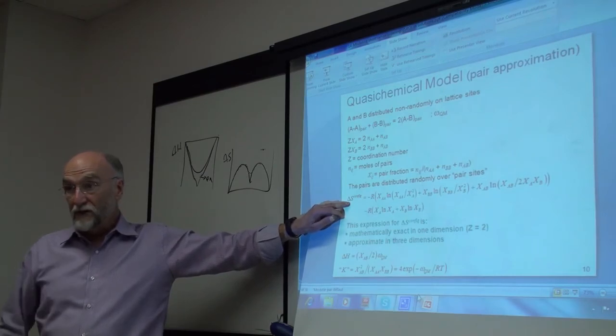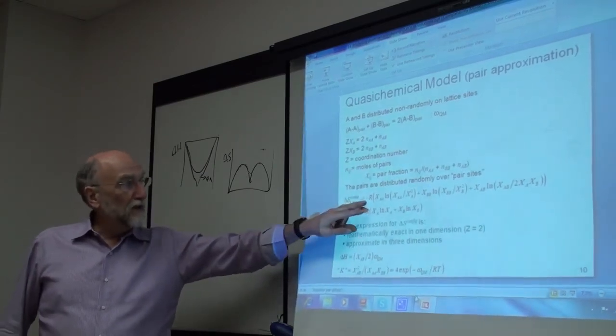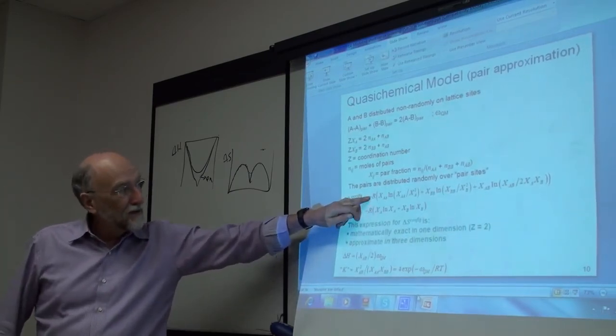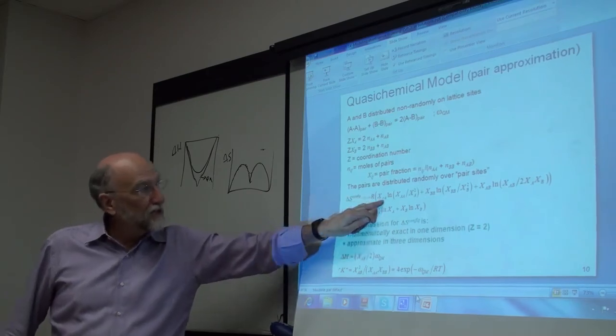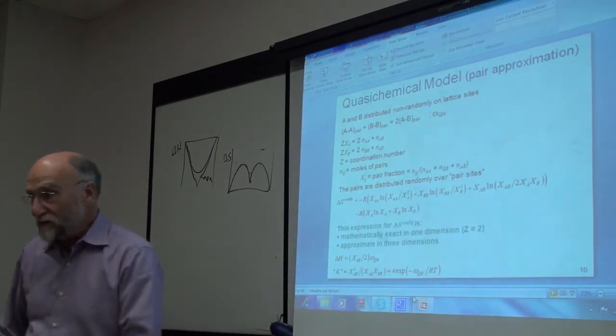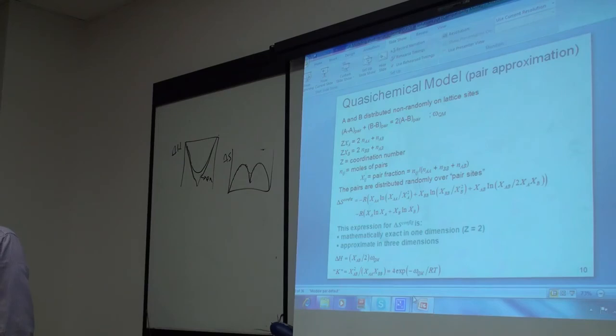There's lots of places to put them. Since Z is 12, you have 6 moles of bonds now, rather than 1 mole of bond. So there's 6 times as many places to put your atoms. The entropy term becomes very important. It can really decrease its Gibbs energy by becoming random. Is that sort of clear?